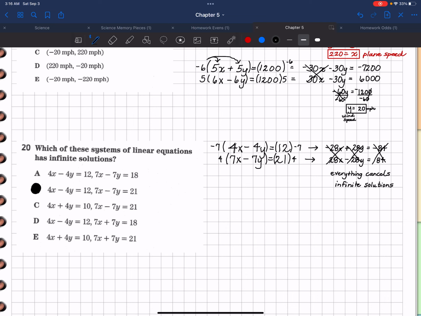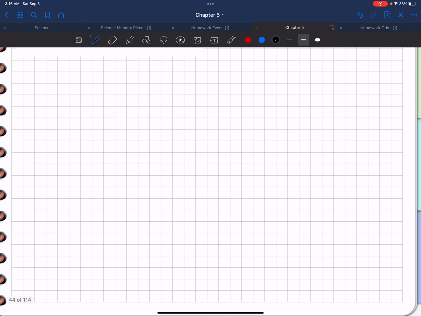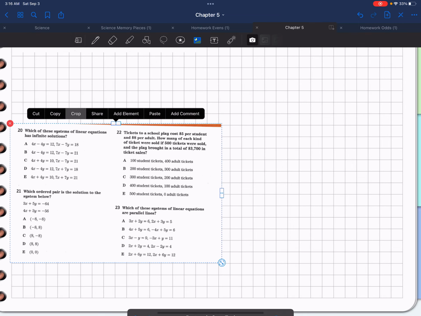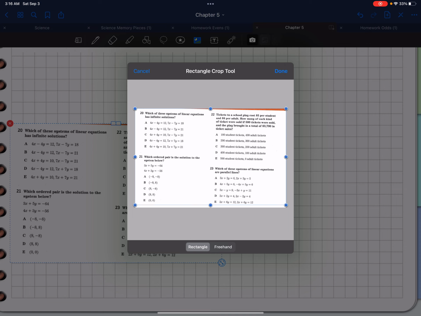If you worked the other 4, and I'm not going to take the time to do that, but if you worked those, you would not get this situation. You would get values for x and y. But because everything cancels, there are infinite solutions. Okay, let me go ahead and bring in problem 21. I need to crop it and get the one we want to work.